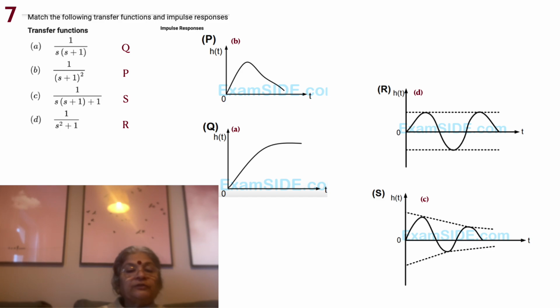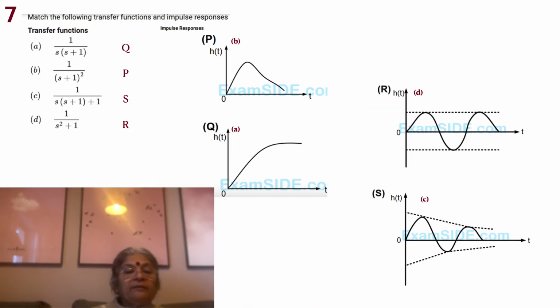So let's look at the transfer functions. 1 by s into s plus 1 will give us 1 minus e raised to minus t. This should be clear to you immediately. So we see that A matches Q. Then moving on to 1 by s plus 1 whole square, that is where we have a t and an e raised to minus t coming together. So we have an overdamped situation as given in B.